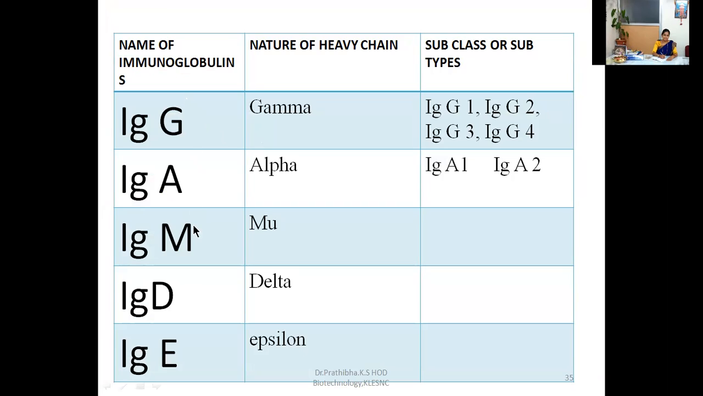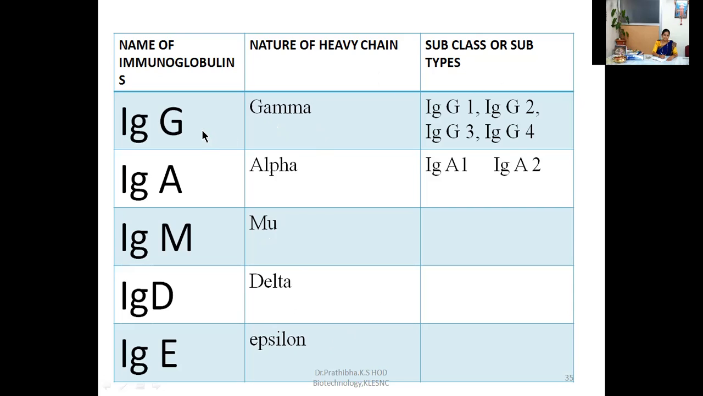Now let us go to the 5 different types of immunoglobulins, which you can keep in mind as GAMDE, GAMED. The immunoglobulins are IgG, A, M, D, E. Based on the nature of the heavy chain, we have classified all these immunoglobulins: gamma, alpha, mu, delta, epsilon.